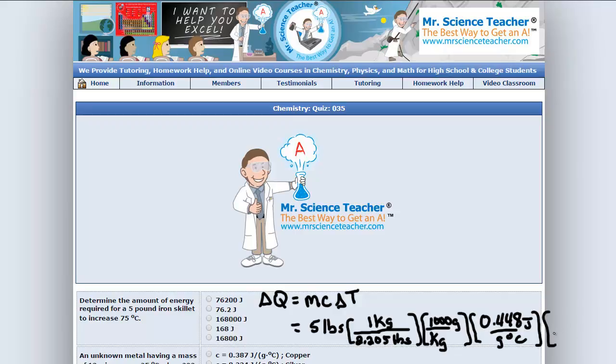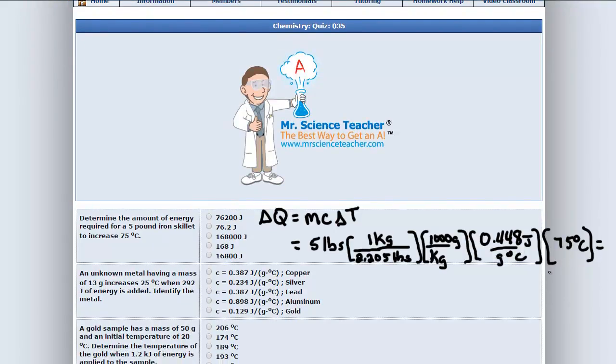And so the temperature change, we don't know the final or initial, but we do know the change is an increase of 75 degrees Celsius. So all we need now to do is get out our calculator. And so we have 5 and divide that by 2.205, times it by 1,000, multiply by 0.448, and multiply by 75. And we're going to get 76,190 joules. All right, so that's going to give us 76,200 joules.